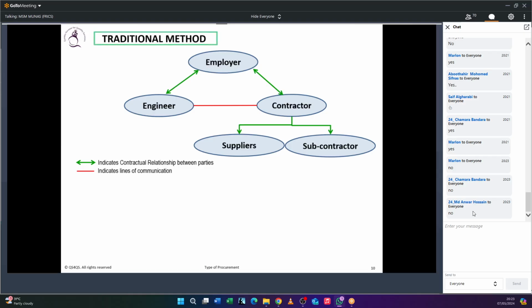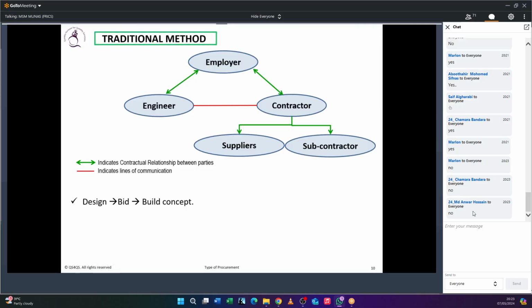So this traditional method is sometimes called design, bid, build. Not design and build. Okay, some people will get confused. Be careful with the wording. Design, bid, build. You understand that one? You do the design first, then go for a tender, then do the construction. It's meaningful, isn't it? Design, bid, build.